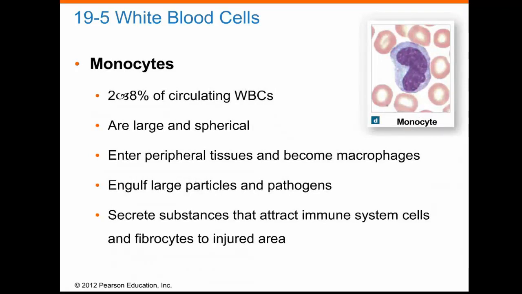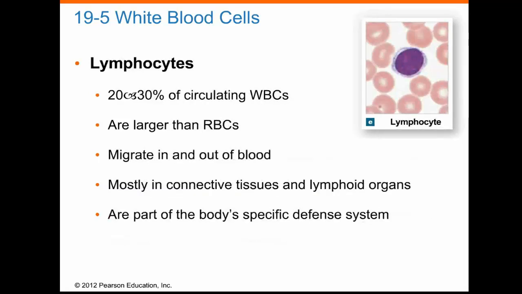Monocytes are about 2 to 8% of the circulating white blood cells. These are very large and spherical. They enter the peripheral tissues and become macrophages, and they engulf large particles and pathogens. They secrete substances that attract immune system cells such as fibrocytes to an injured area. So they alert the rest of the body cells that we've got an injury here and you need to come and help repair it.